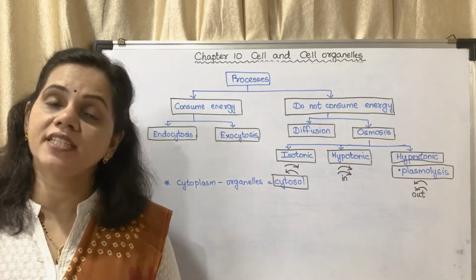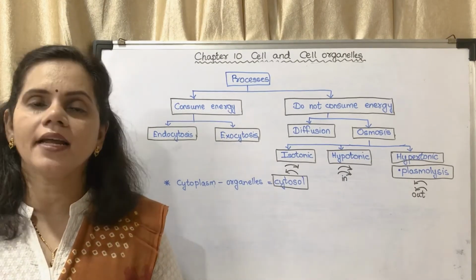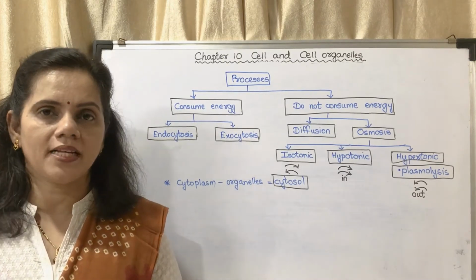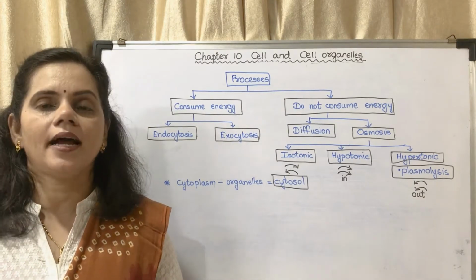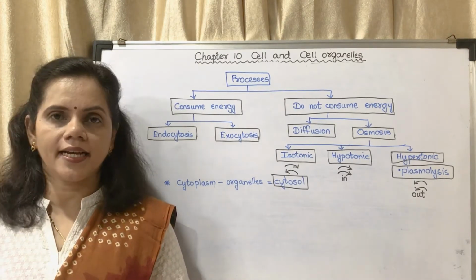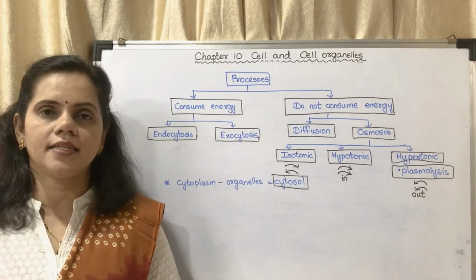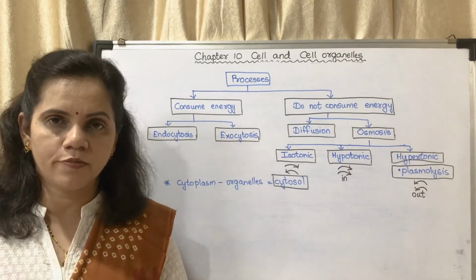Any substance, if it is a plant cell, it has to go through the plasma membrane and the cell wall. If it is an animal cell, it has to go through the plasma membrane. And plasma membrane is selectively permeable. That means it allows only selected substances to go out or to come inside the cell. There are two basic types of processes.